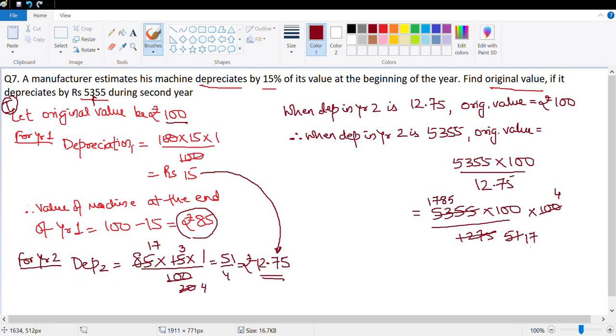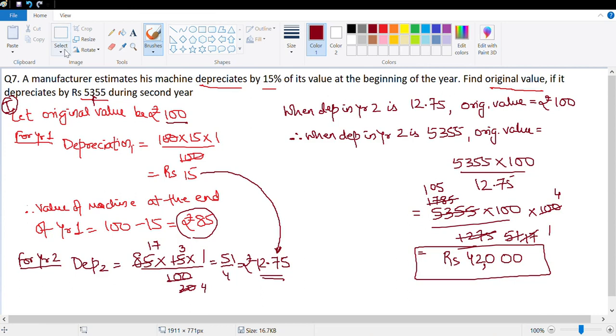And this is divisible by 17. 17 into 1, 17, 1, 0. 17 fives are 85. So this is 4 into 105. That's 420 multiplied with 20, which means 420 followed by 20. So the original value of the machine is 42,000 rupees.